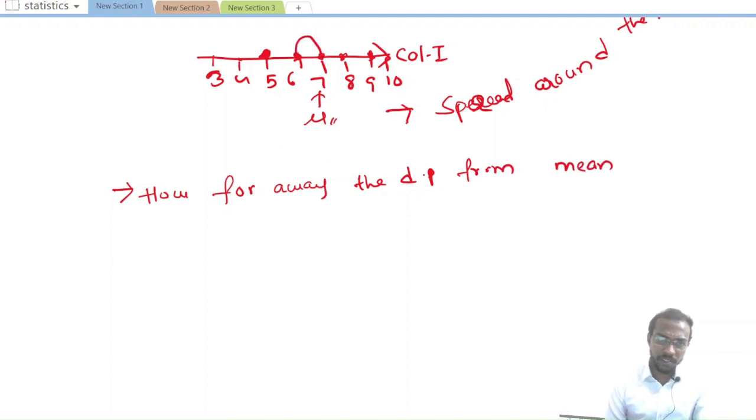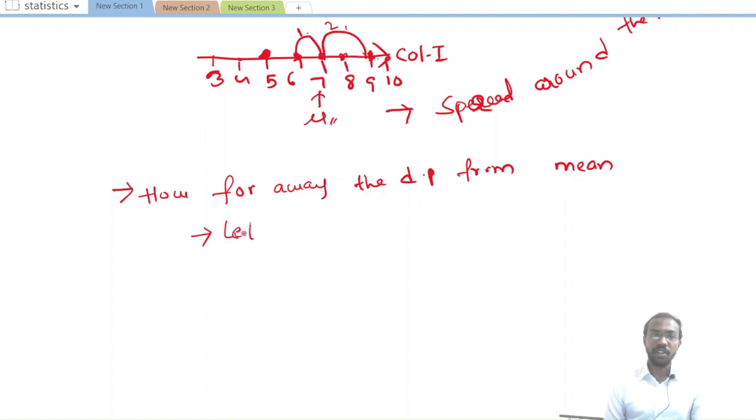Now 6 is 1 unit away from the mean, and 9 is 2 units away from the mean. Here the spread is 1, here the spread is 2. This is the mean. What do we mean by spread around the mean? It means how far away the data point is from the mean.